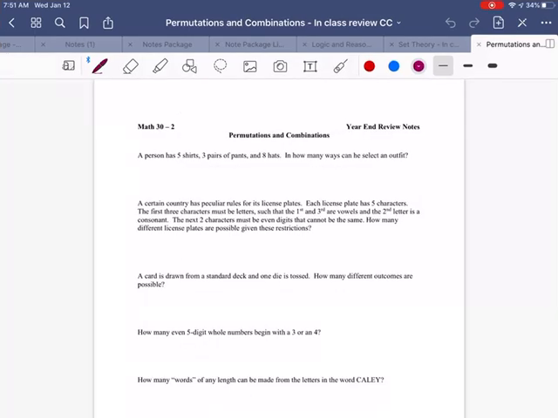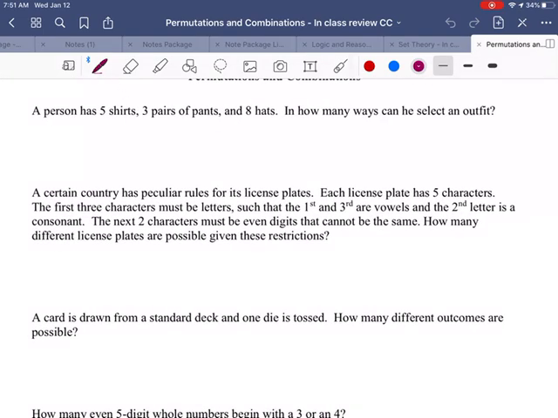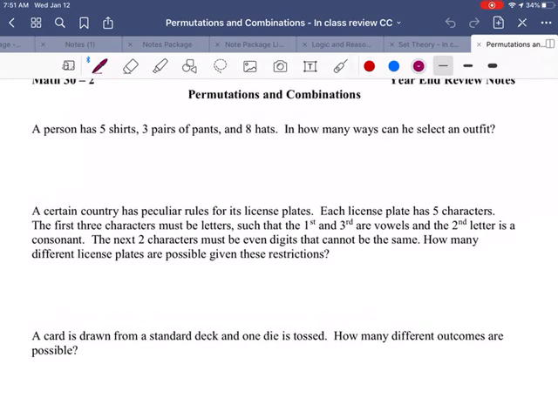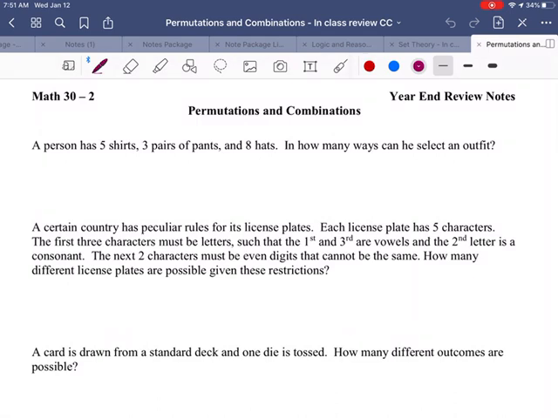All right, so this is Perms and Comms year-end review notes. So the first thing we're going to talk about is just a situation where you're selecting a bunch of different things. To do this, if you're just selecting different items, all you've got to do is multiply the 5 shirts by the 3 pants by the 8 hats. And if you multiply those, you get 120 ways.